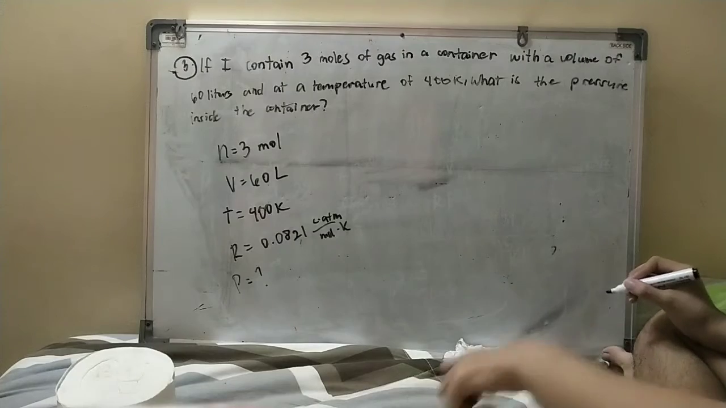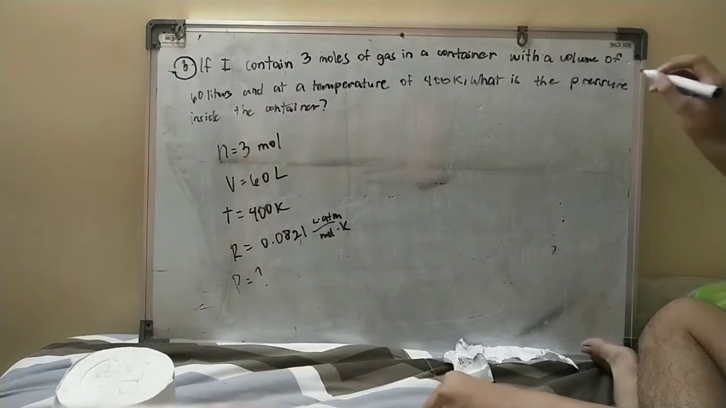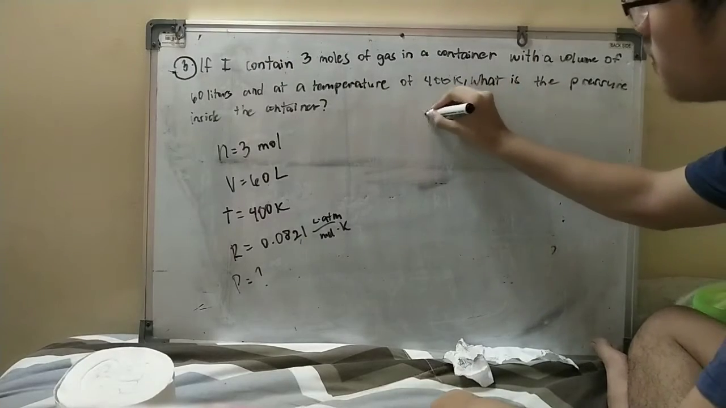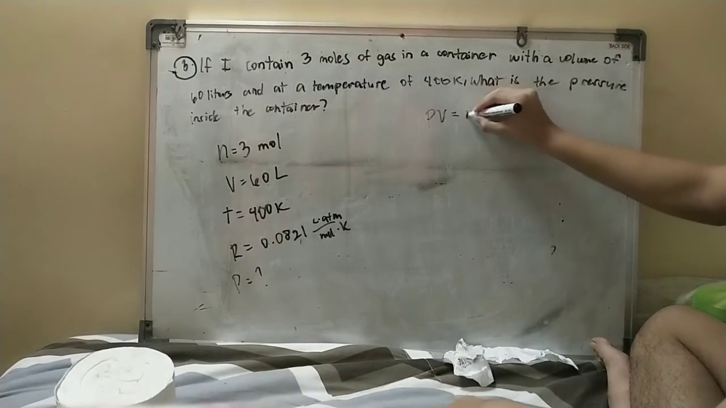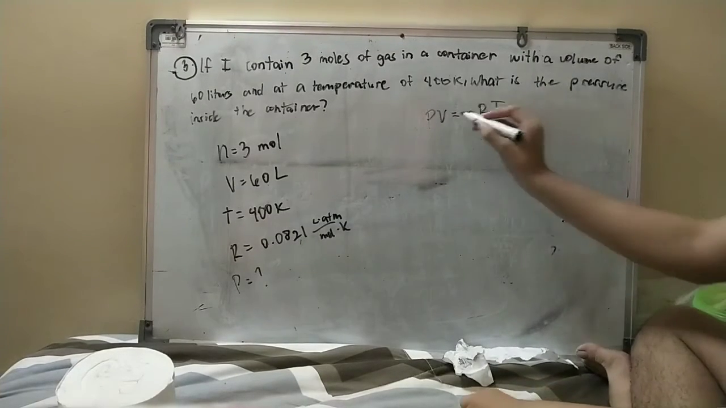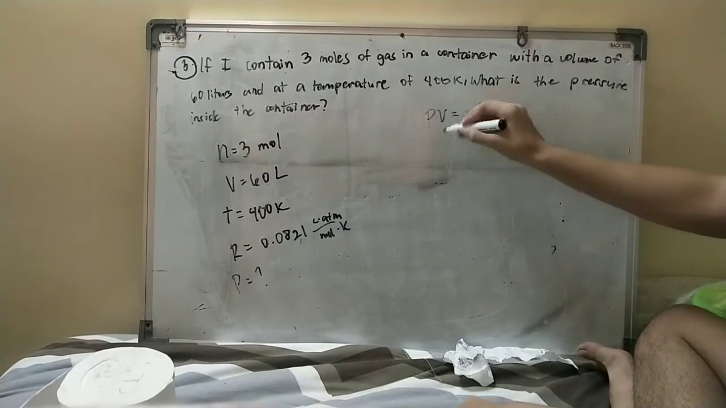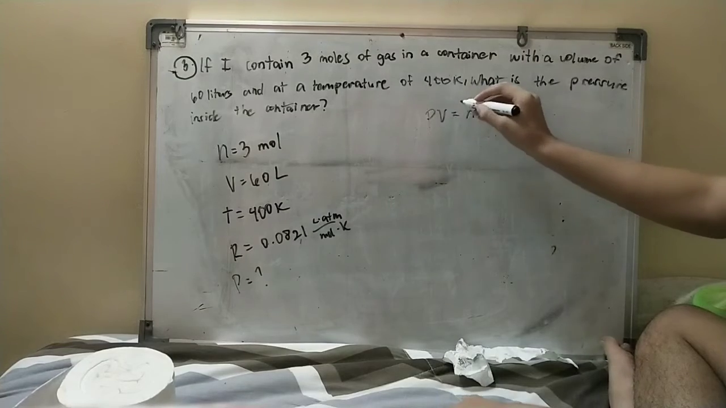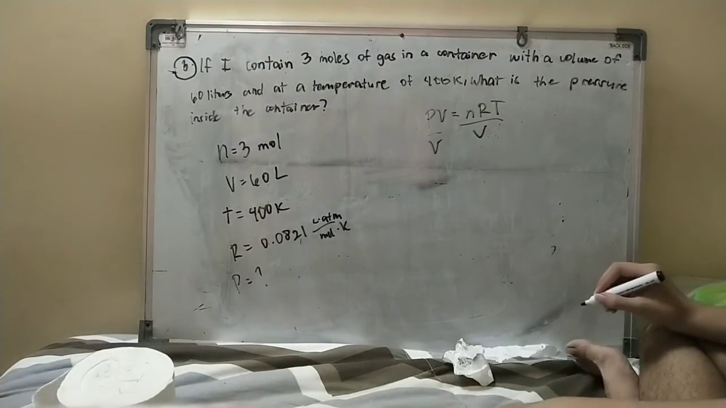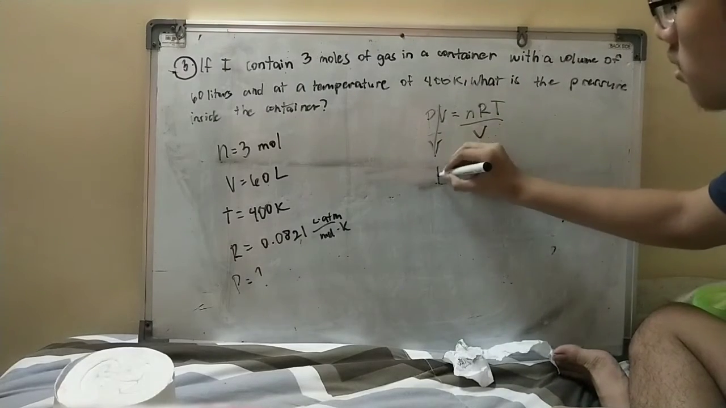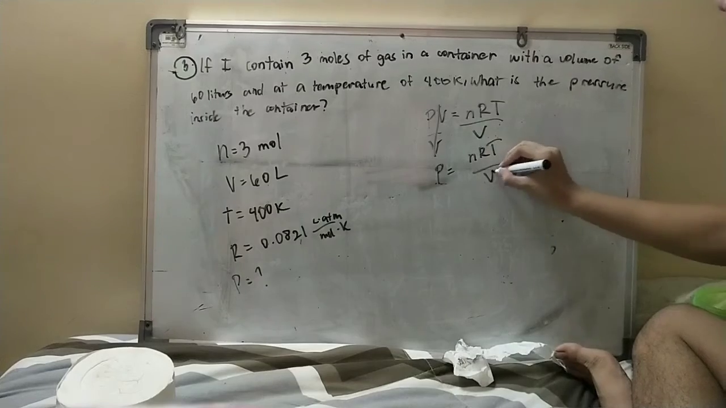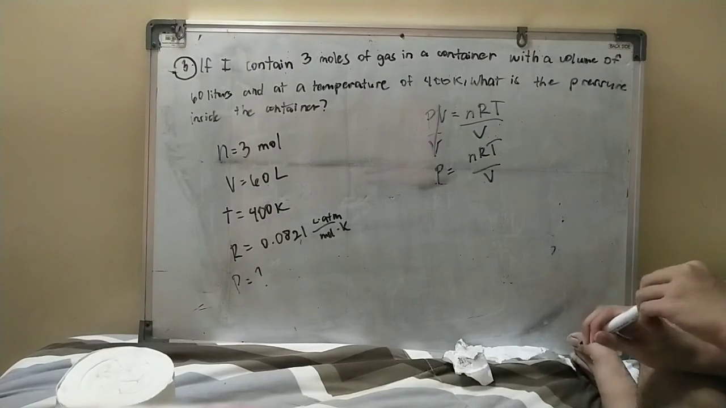Now, we need to derive in order to get the pressure from the formula. So PV is equal to nRT. And that's simple. We just need to take this V off of this side. So we just need to divide both sides by V in order to balance the formula. And now we have nRT over V. That's our formula for pressure.